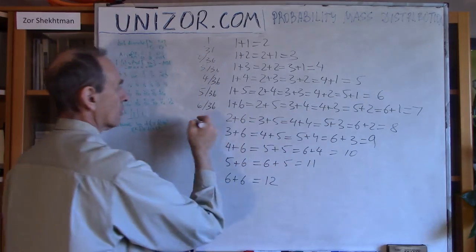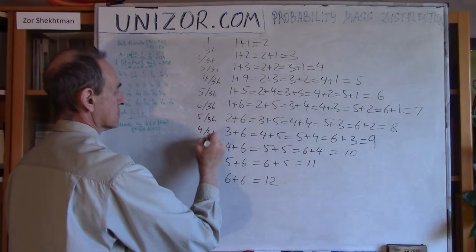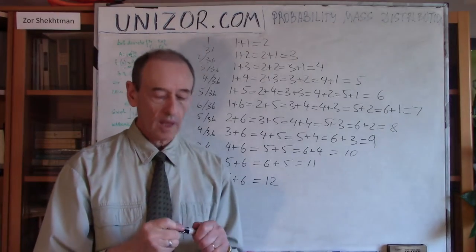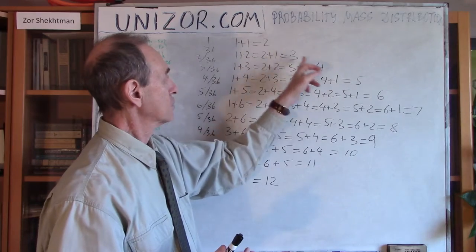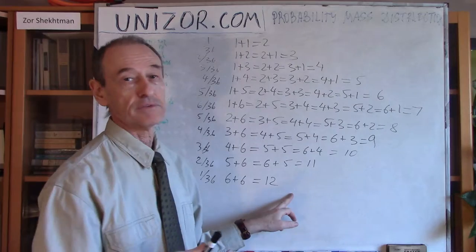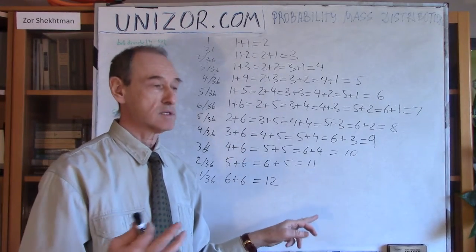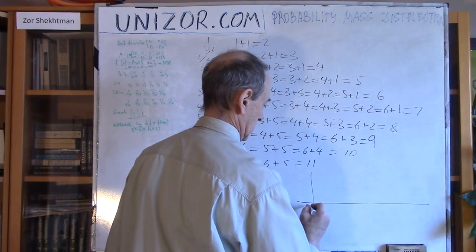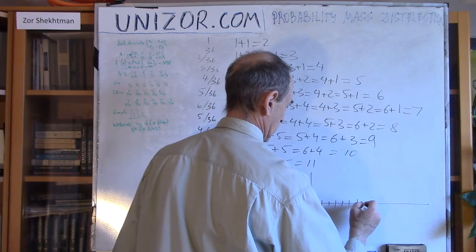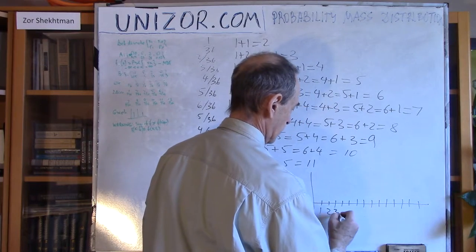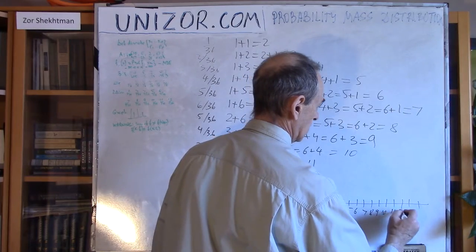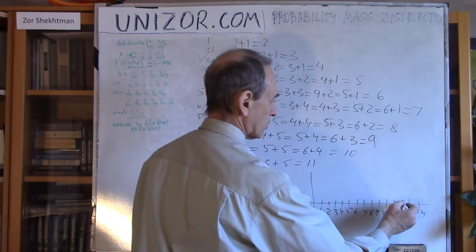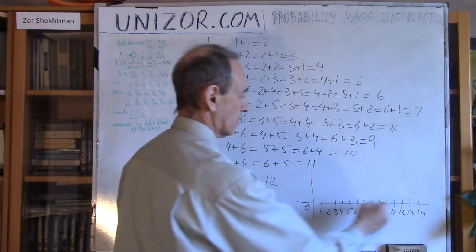1, 2, 3, 4, 5, 6, right? Then it goes down again: 5/36, 4/36, 3/36, 2/36, and 1/36. So our distribution of probabilities is the following. So we have 1, 2, 3, 4, 5, 6, 7, 8, 9, 10, 11 different values our sum can take. Sum of two dice can take 11 different values from 2 to 12, right? Now, the probability is concentrated only in points from 2 to 12, inclusive, and only on integer numbers.